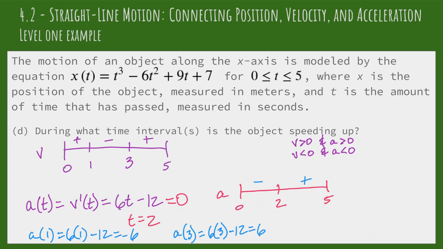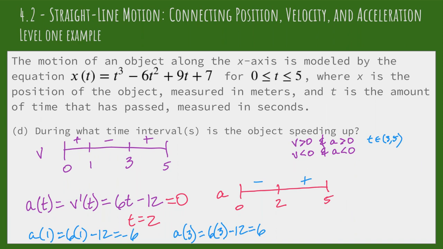Okay, so if we put those two together, where is the velocity positive and the acceleration positive? Well, the acceleration is positive between 2 and 5. The velocity is positive between 3 and 5. So this is going to be on the interval from 3 to 5.